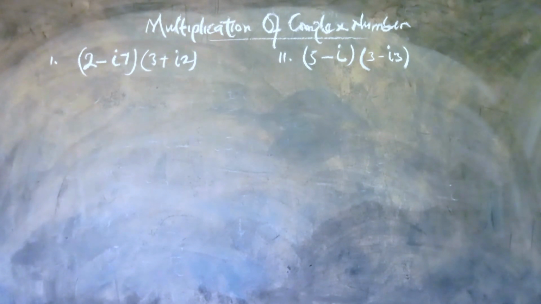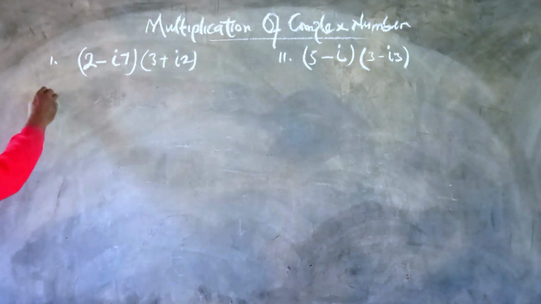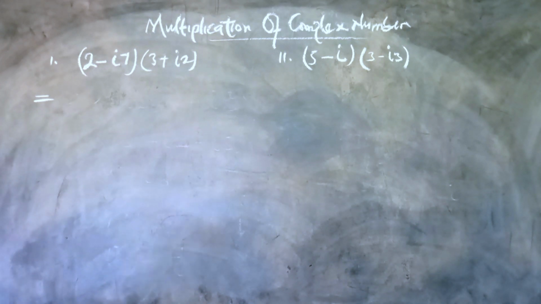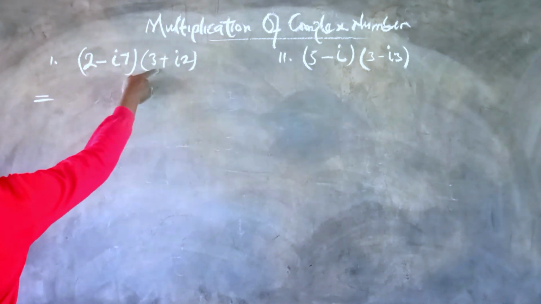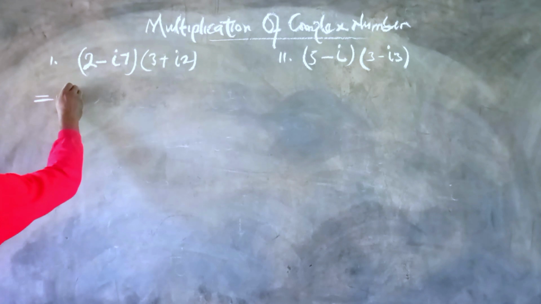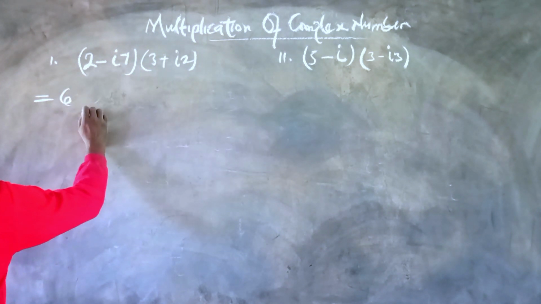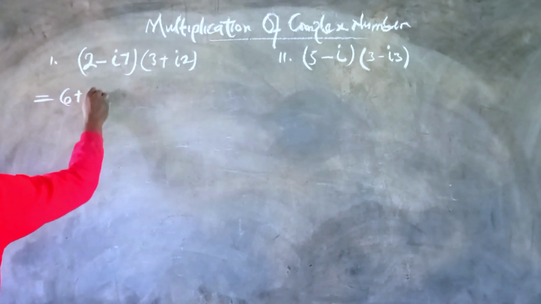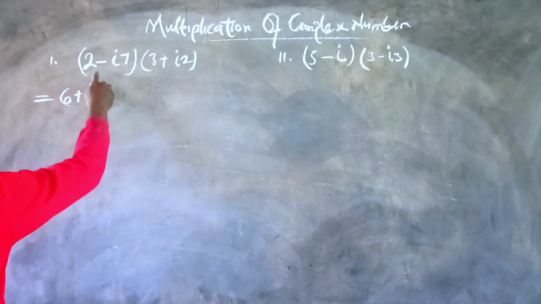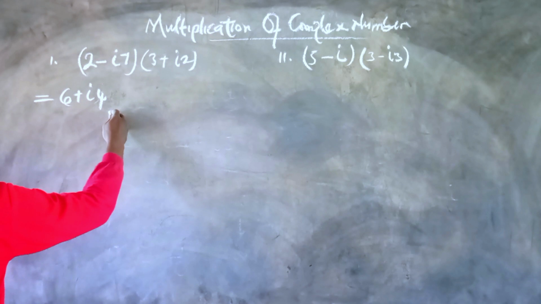So let's move on to multiplication of complex numbers. So we are going to experiment with these two simple ones. So we have (2 plus i7) in the bracket, and we are multiplying that by (3 plus i12). So we simply go on and apply the distributive law in this case. So 2 times 3 is 6, right? And 2 multiplied by i2 is plus i4.